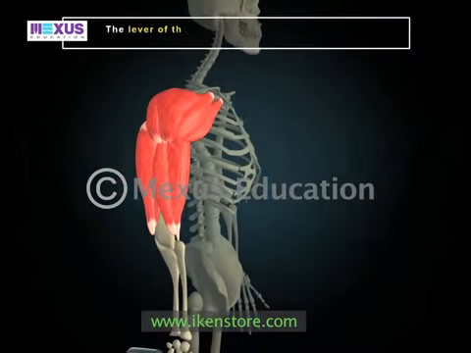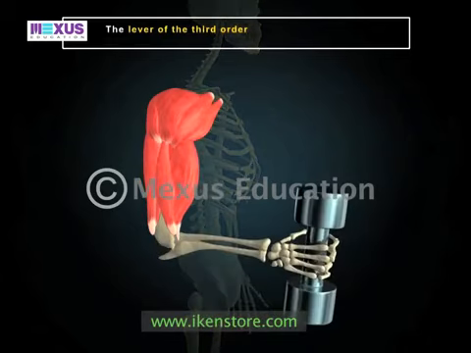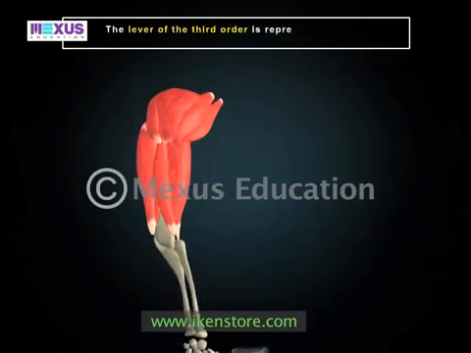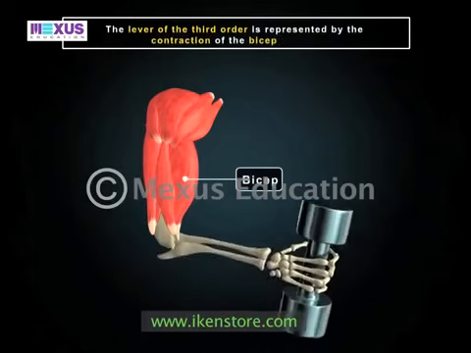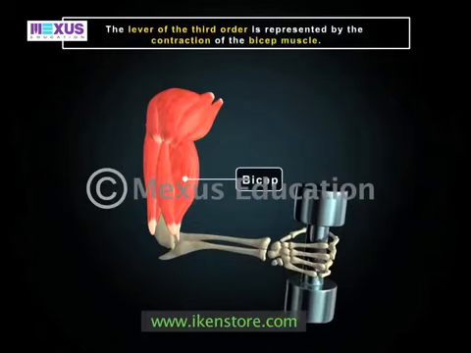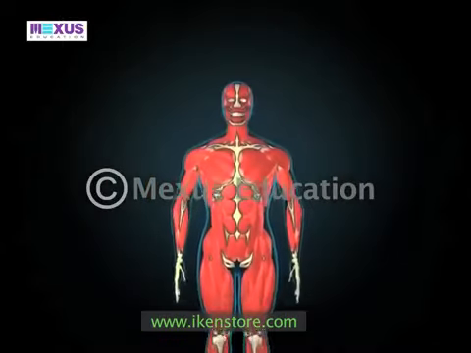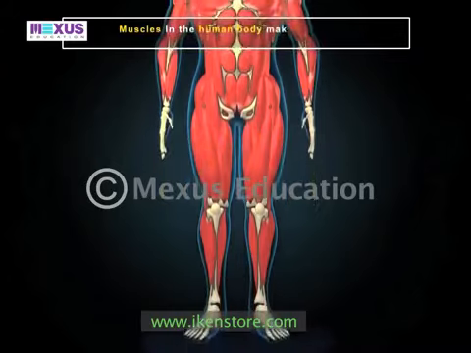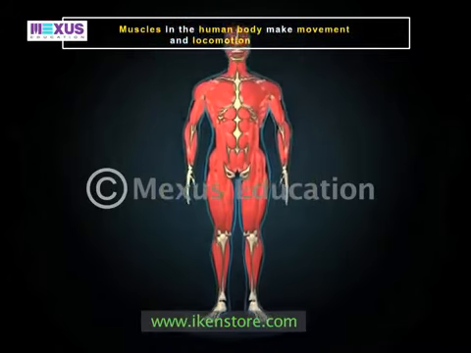The lever of the third order is where the fulcrum and the weight are at each end with power in between. This is represented by the bicep muscle when flexing the arm. Thus, the various muscles in the human body make movement and locomotion possible.